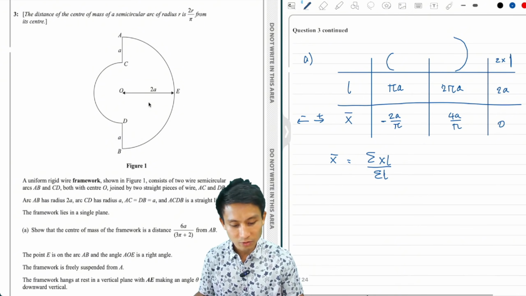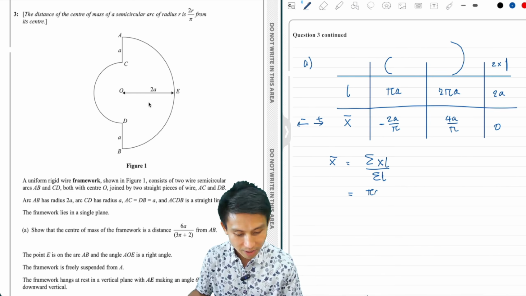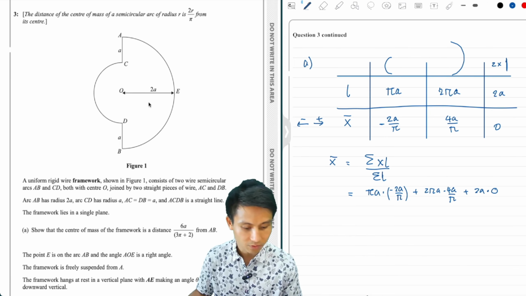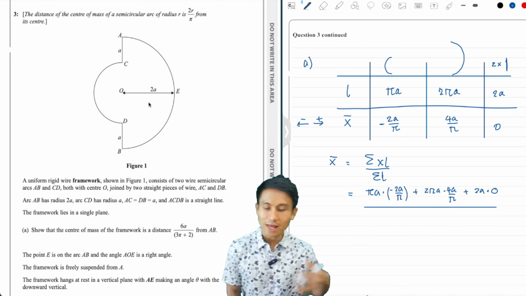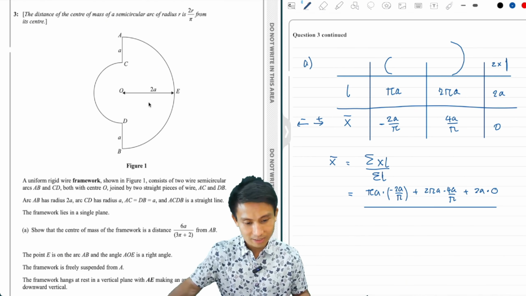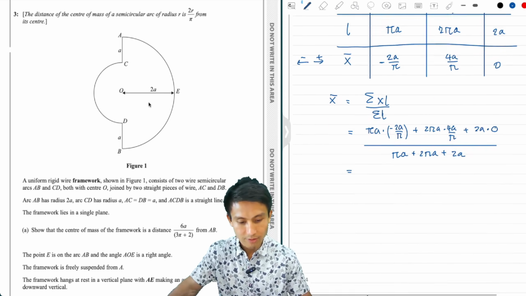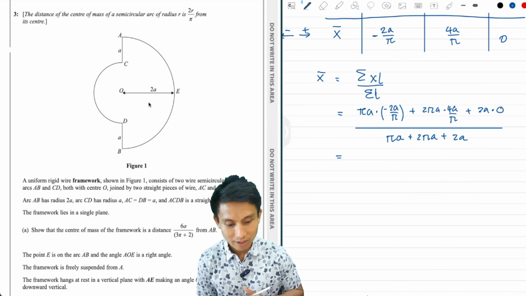Okay, so this will just be equal to, if you multiply and sum the subtotals up, pi a times minus 2a over pi plus 2 pi a times 4a over pi plus 2a times 0. And of course, we have to add up all the lengths as well to divide here. Yeah, so it's going to be pi a plus 2 pi a plus 2a, right? Okay, that's it. If you simplify all this, you're going to get hopefully what is required there in part A.